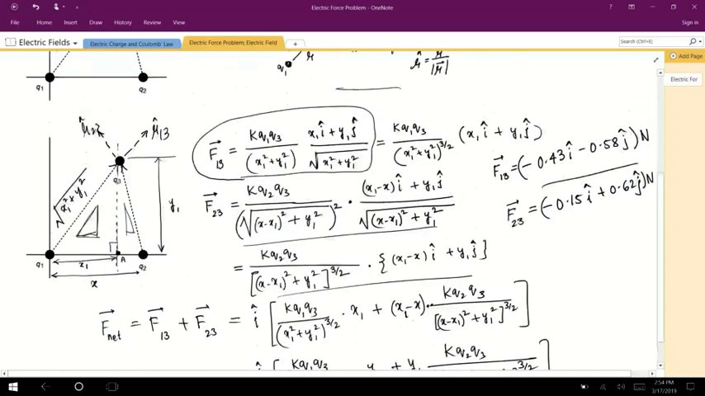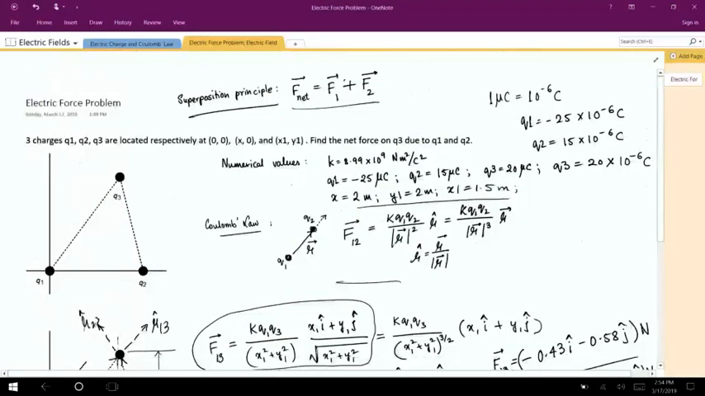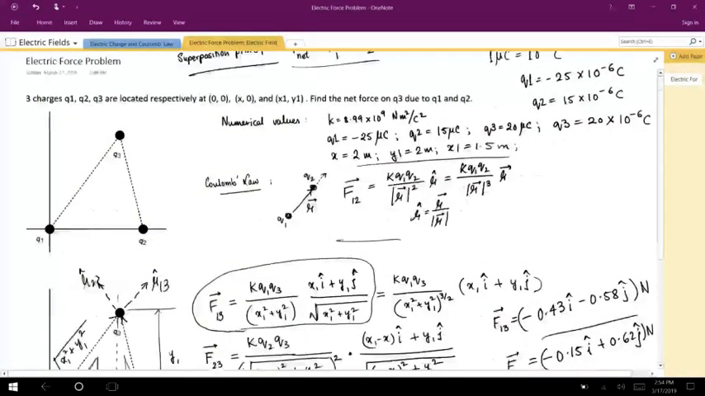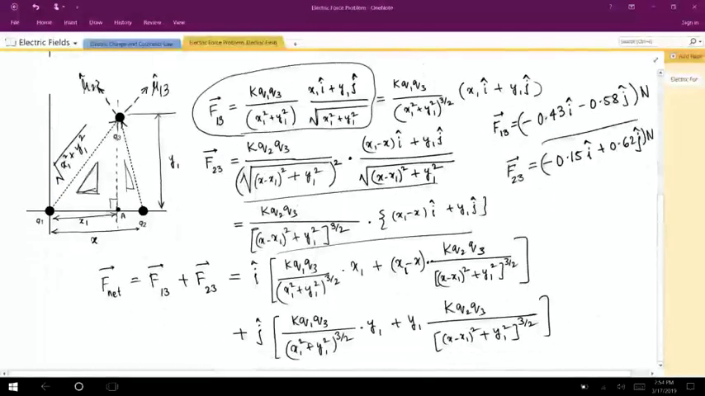Okay, great. So at this stage, if I now look at F23, Q2 and Q3, if you remember, they are like charges. They're the same sign charges. So the force should be repulsive, which means that the force should be along this direction over here, along this R23 hat. So that tells me that it should be along the negative x and positive y direction, and that's what we are finding over here.